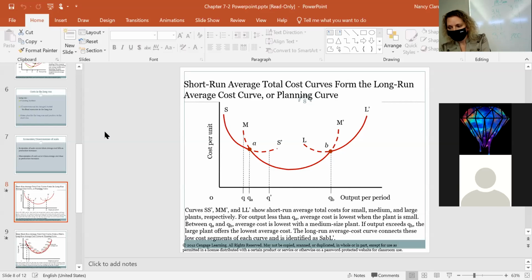Let's say, for instance, they tell us the quantity is Q prime, or Q with the little apostrophe. I know by looking at my curves that I could actually build that quantity in 2 factories. I could build it in a small factory, or I could build it in a medium factory, because it actually hits both of those ATCs. Which factory do I actually want to build it in? Somebody at home, which factory do I want to build that in, the small or the medium?